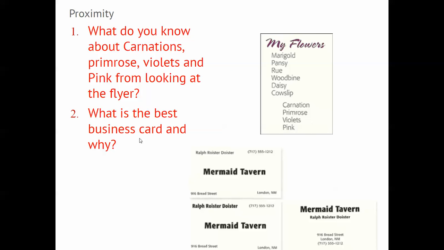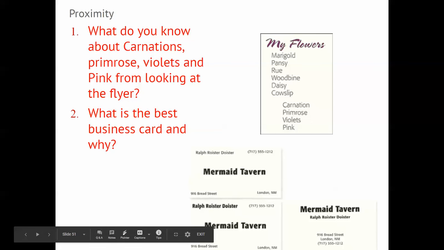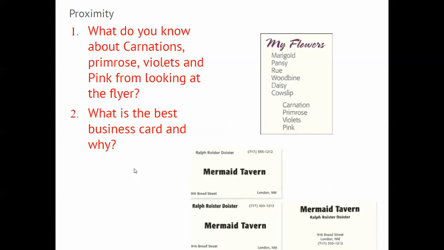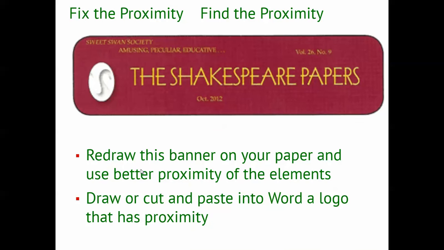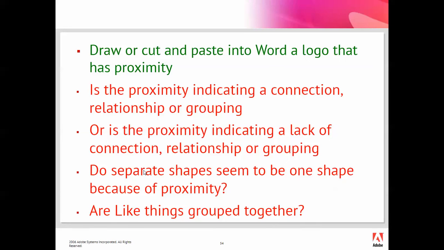What's the best business card and why? Well, I would say this one because the like things are put together. So the address is put together, the person's name, the names are put together. Here, everything's kind of scattered around. It doesn't make as much sense over here. So we need to use proximity to make things make sense to people. Skip this one here, skip this one here. All right. What I want you to do is in your Google Doc notes, draw and cut and paste into a Google Doc a logo that has proximity, and then answer these questions about it.